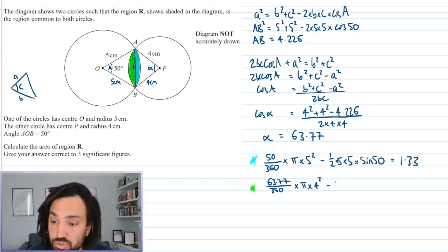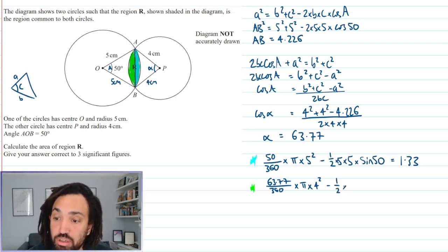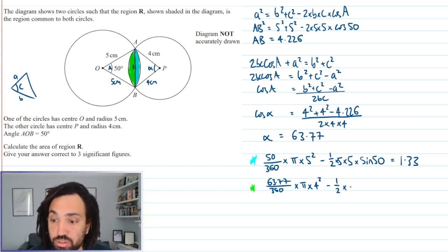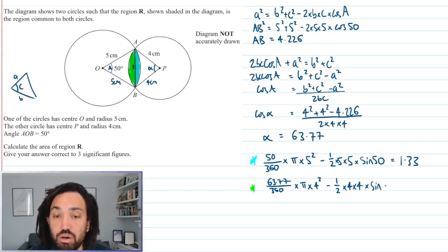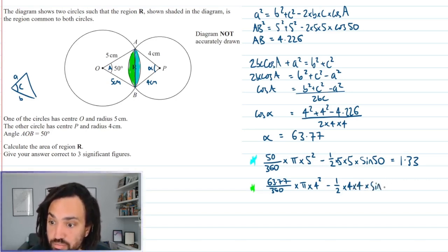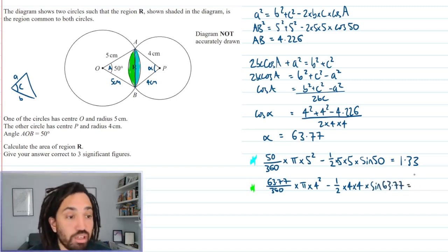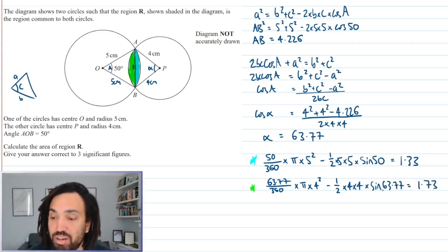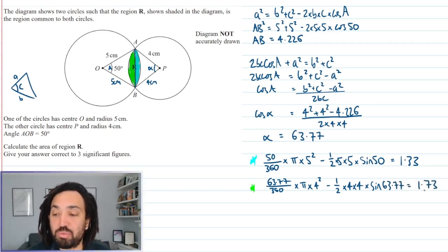So I need to subtract the triangle, which is, again, using the area formula for a triangle, a half ab, which are the two sides adjacent, which are 4 and 4, times by sine of alpha, which was 63.77. And that gives me, when I put that into my calculator, an area of 1.73.